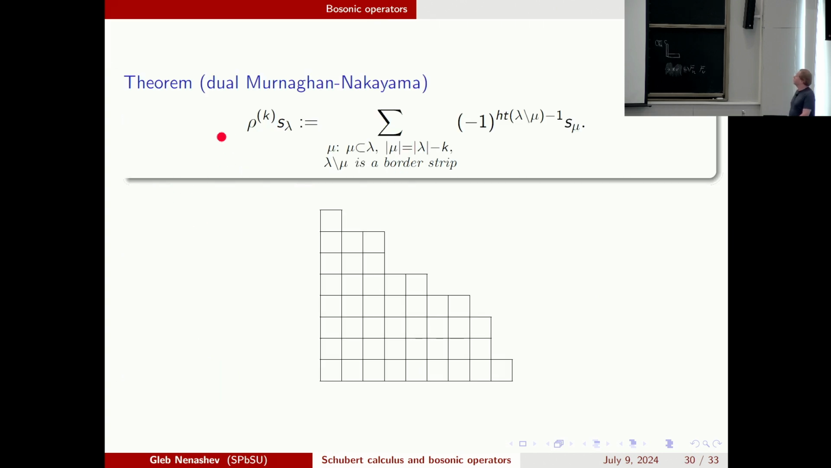Okay, and combinatorially, you can prove that rho K of this is just when you delete a border strip. So it's the dual Murnaghan-Nakayama rule. So what is a border strip? It's when you delete such stuff. You delete some snake.